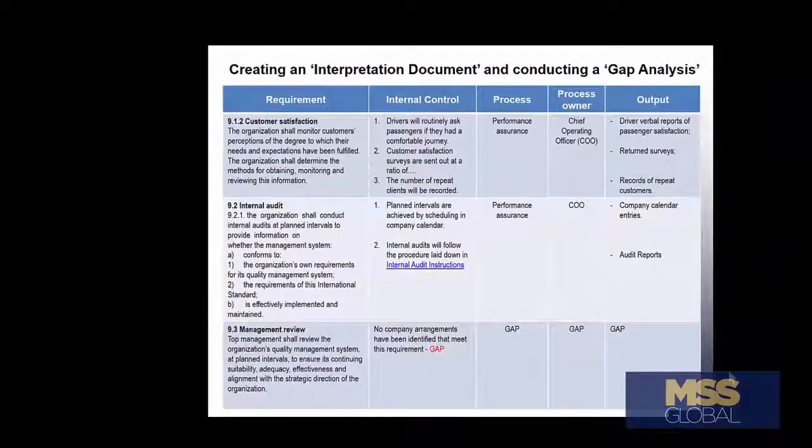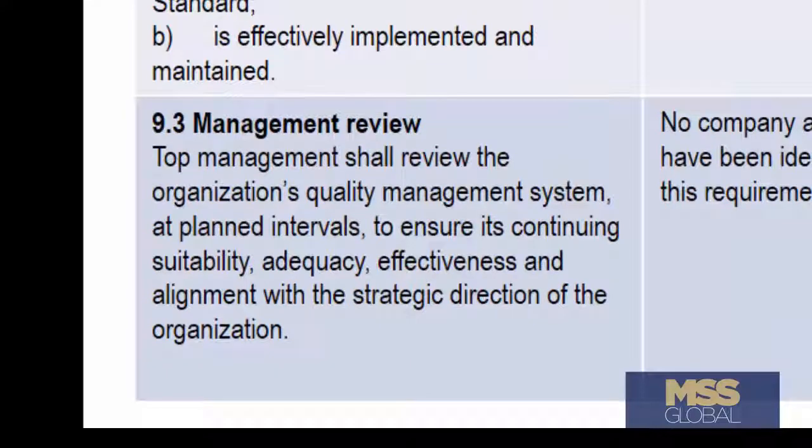The last requirement we've put in here, requirement 9.3, management review. Top management, that's the leaders of my taxi company, shall review the taxi company's business management system, how we deliver our business, at planned intervals. Again, it's quite likely we'd put this in a calendar as a schedule so everybody knew when to turn up for particular meetings, to ensure its continuing suitability, adequacy, effectiveness and alignment with our business strategic direction.